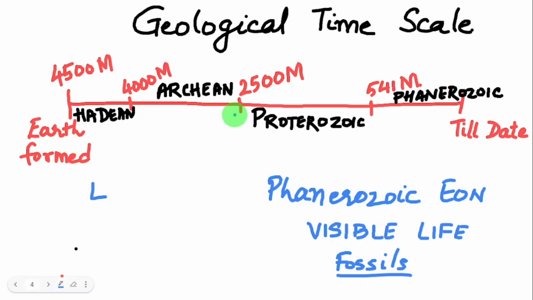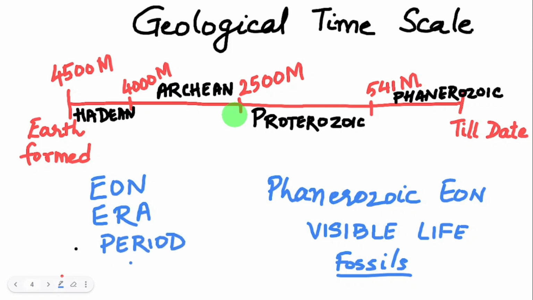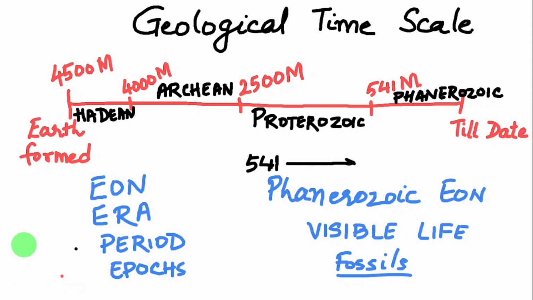So first we have seen eon. Next we will see the era. Eras are divided into periods, and periods are divided finally into epochs. Phanerozoic I can divide from 541 to 252, and then 252 to 66 million years, and then till date.